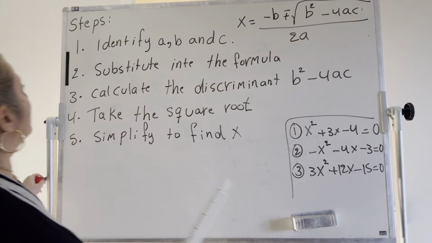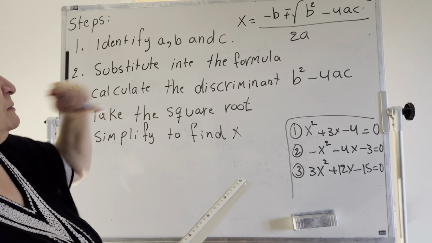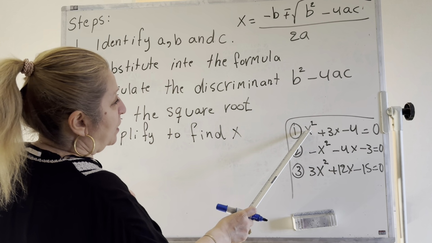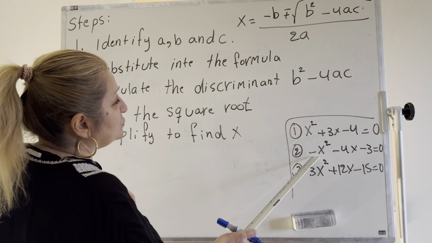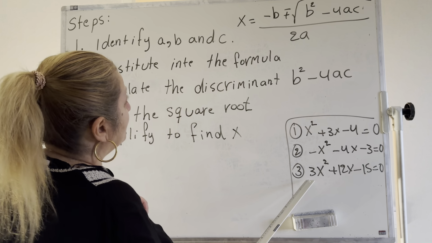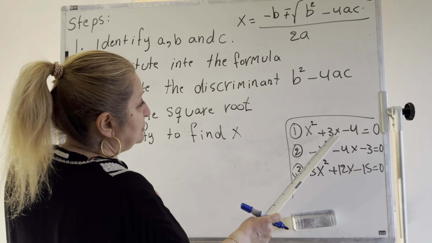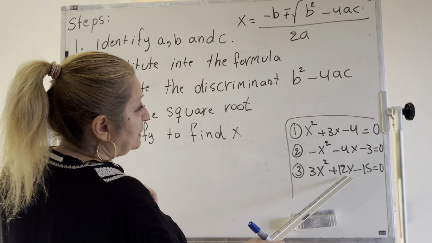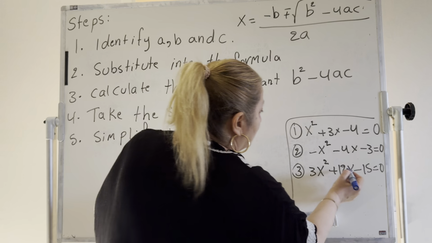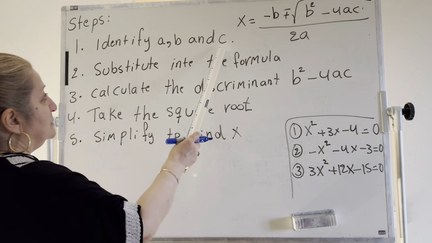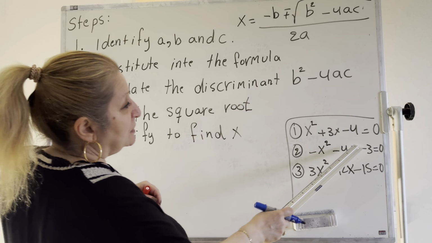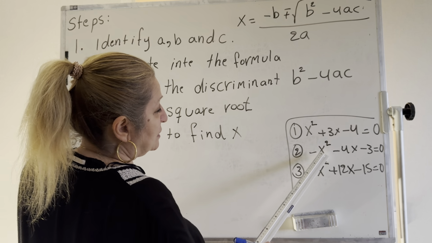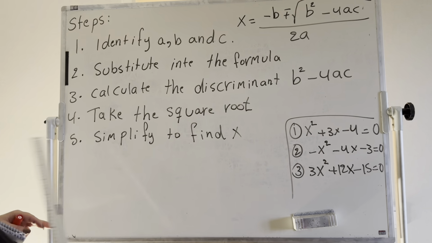Steps: identify a, b, and c. For example, here a is 1, here a is minus 1, here a is 3. b in this equation is 3, in this equation b is minus 4, in this equation b equals 12. And c, the constant, is minus 4 in the first equation, minus 3 in the second, and minus 15 in the third.